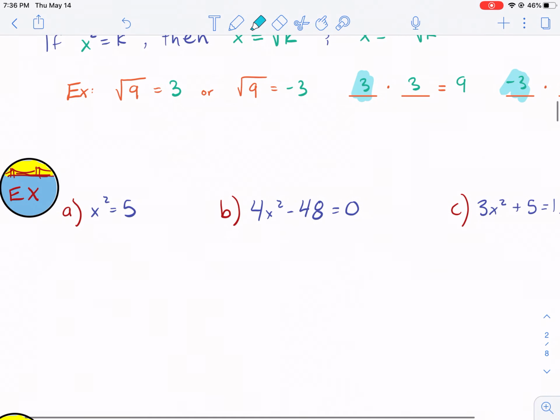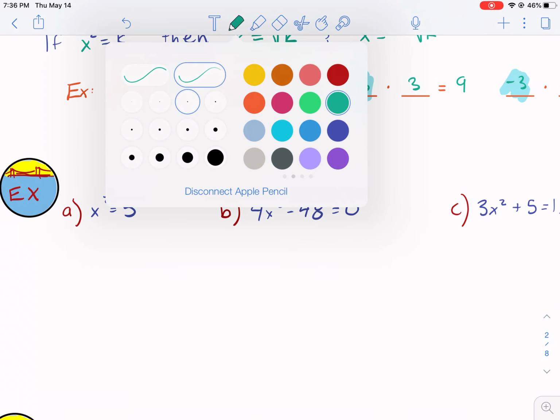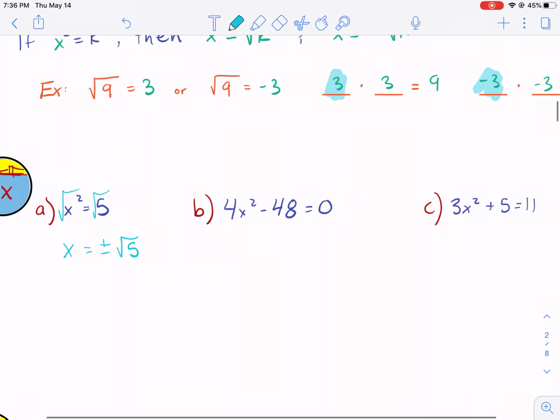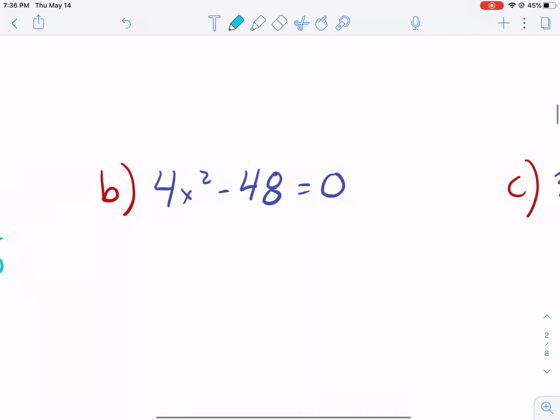Now how do we apply this? Well, what we're going to do is square root both sides of these equations. So we're going to square root this side and we're going to square root the right side. So we get x equals, now there's two possibilities. We can have plus or minus the square root of 5. We have two answers there. Keep that in mind.